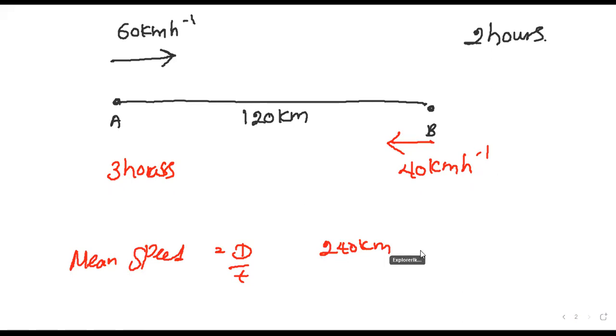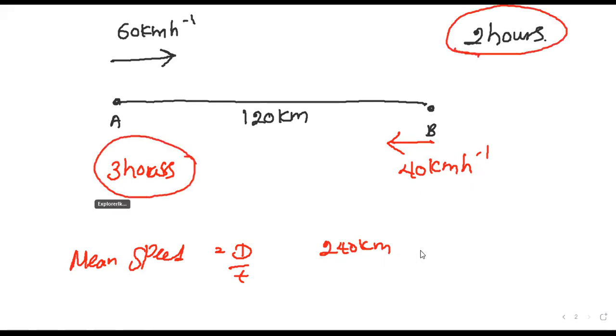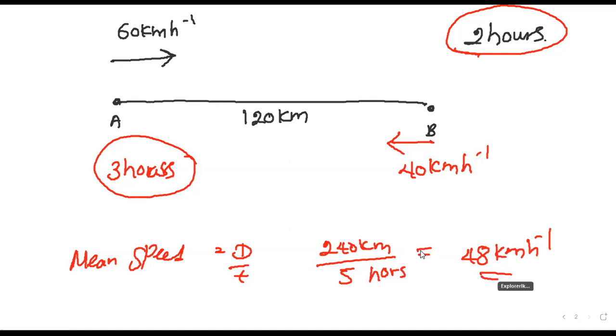How much time? Going 2 hours, coming back 3 hours. So altogether 5 hours. So what would be his speed? 48 kilometers per hour. This is the answer. This is the second option. The second option is the answer. Total journey, he travels from A to B and comes back from B to A.